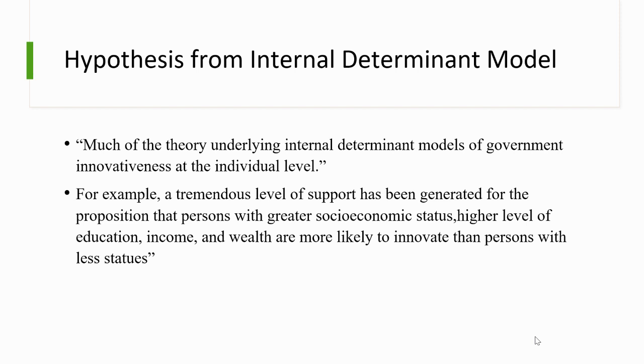Hypotheses from internal determinant models. Much of the theory underlying internal determinant models of government innovativeness is borrowed from theory at the individual level. For example, a tremendous level of support has been generated for the proposition that persons with greater socioeconomic status, higher levels of education, income, and wealth are more likely to innovate than persons with less status.